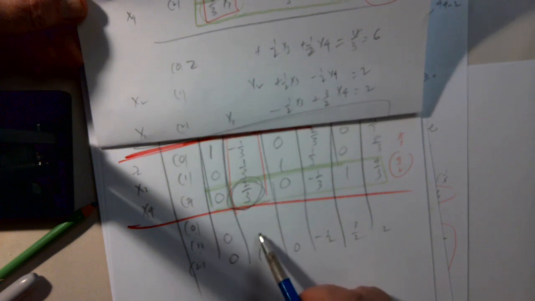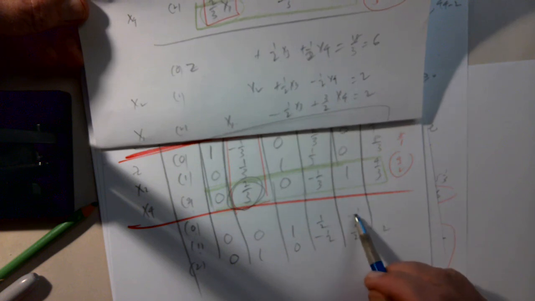And then we take this line minus 1/3 of this line, and we get just what we got when we were dealing with the equations. 0, 0, 1, 1/2 minus 1/2, 2. And when we eliminate this minus 1/3 by adding 1/3 of this line, we get 1, 0, 0, 1/2, 1/2, 6.